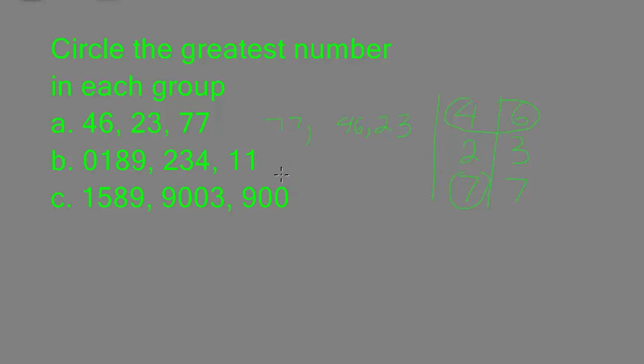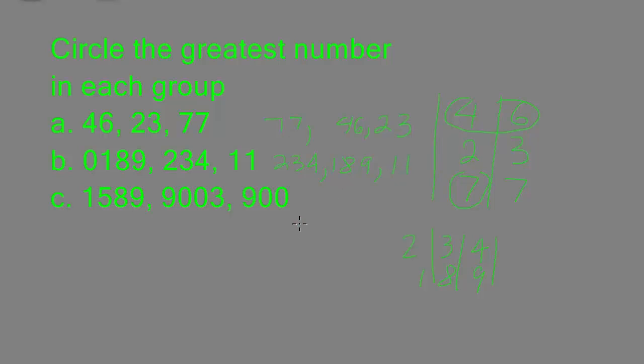B is a little tricky because you have that 0 at the beginning of this number, but it doesn't count. So the leftmost 0 doesn't count. You look at the next digits. You are now comparing 189 to 234 and to 11. Obviously 11 is going to be the smallest, but between 189 and 234, 189 is the smaller of the two. So we have this sequence: 234, followed by 189, followed by 11.